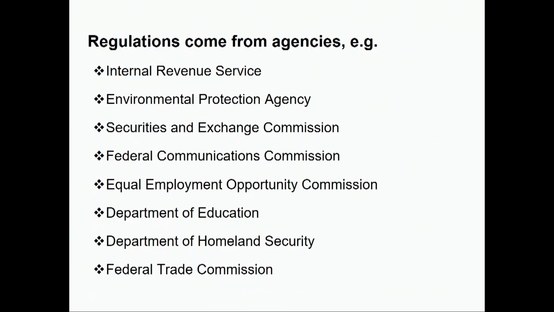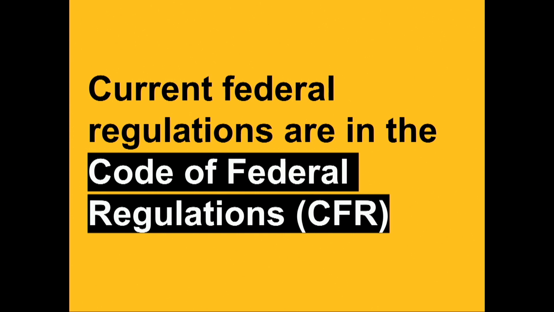Federal regulations come from federal agencies. Here's a list of some of the federal agencies that have regulations. These are some of the well-known agencies: the IRS, the EPA, the SEC, etc. Federal regulations are located in the Code of Federal Regulations, which is abbreviated CFR. The CFR is an arrangement of all current federal regulations.